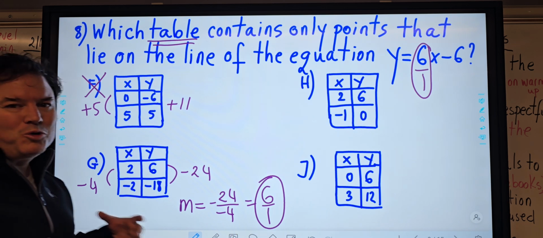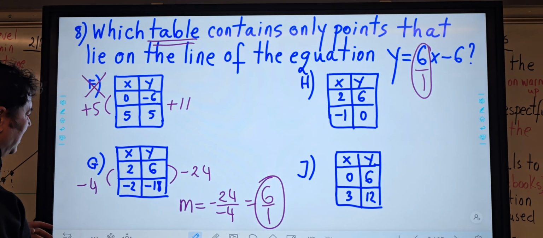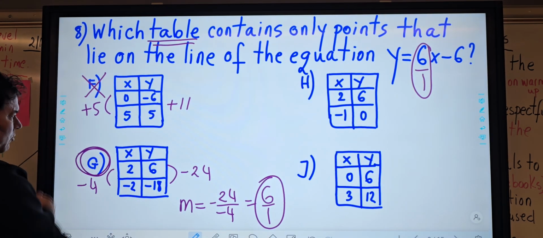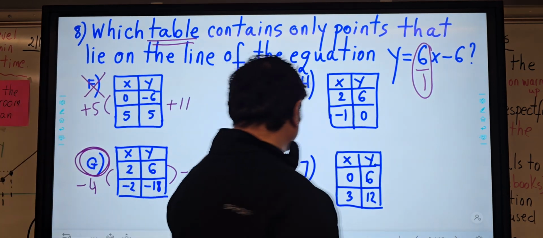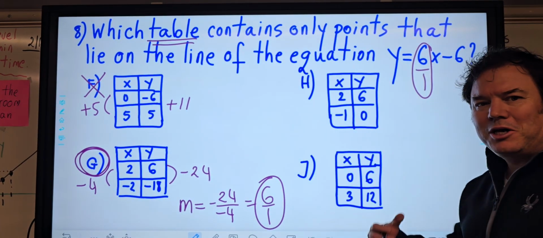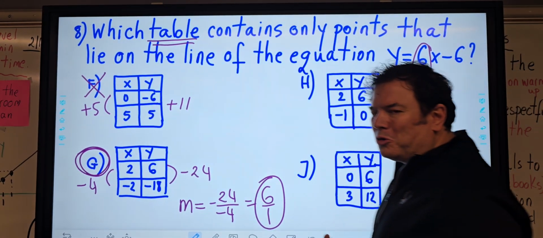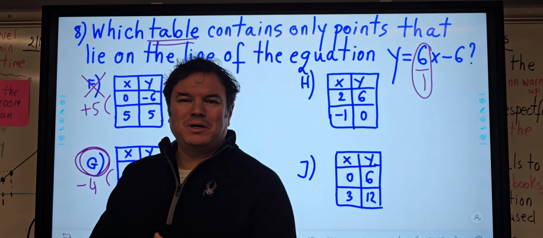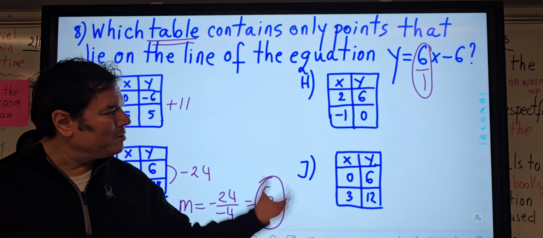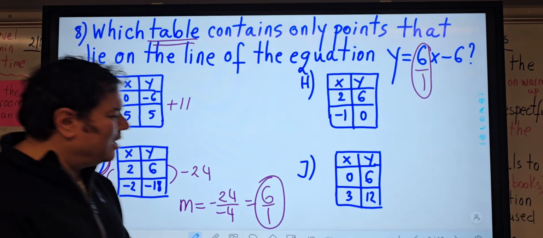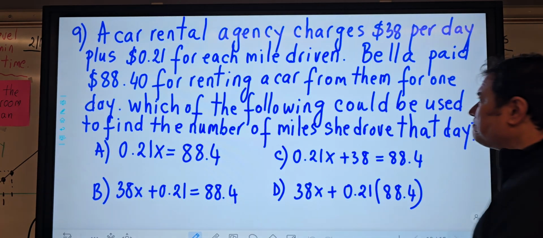They're not asking us for multiple tables, right? So since we got G that works, we don't even have to continue with H and J, and we can move on to another question. Remember, when you take a test, the test might be timed, so you can move on so you don't waste time.